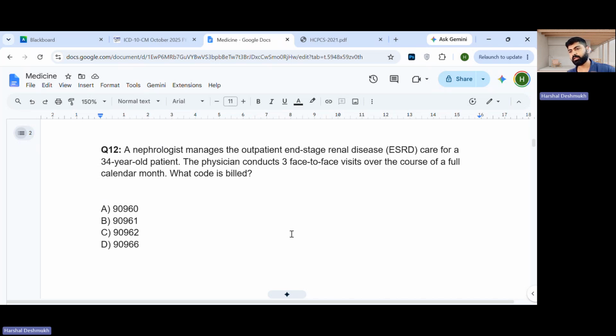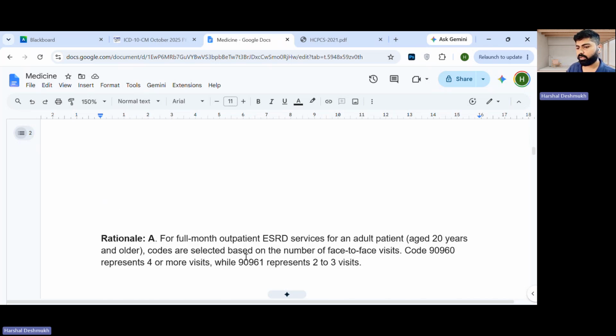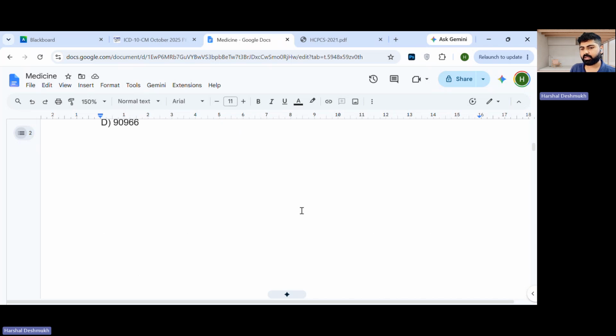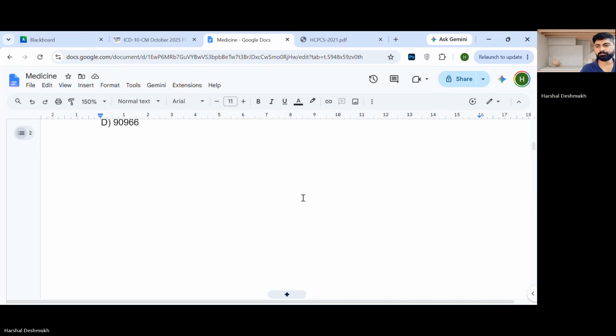All right, the answer to this question is option A. For full month outpatient ESRD services for an adult, codes are selected based on the number of face-to-face visits. That is why 90960 represents four or more visits, and 90961 is two to three visits. Since here there were only three visits, we'll go with this code.